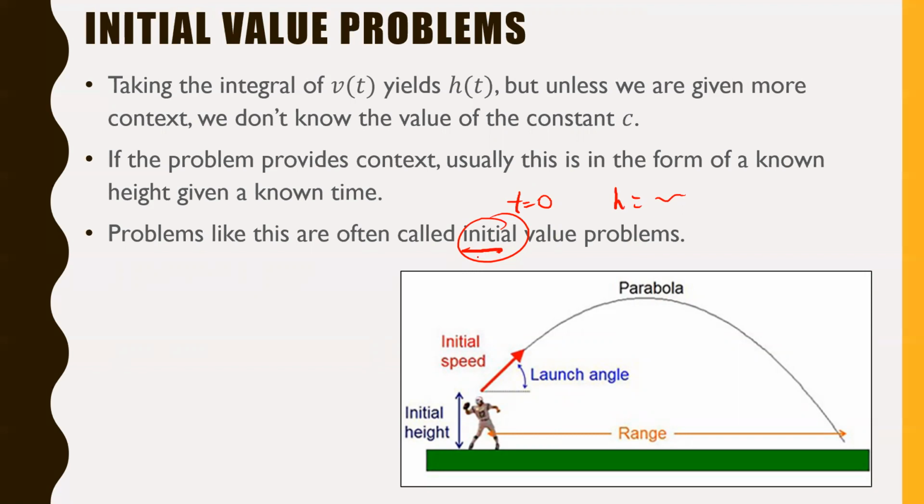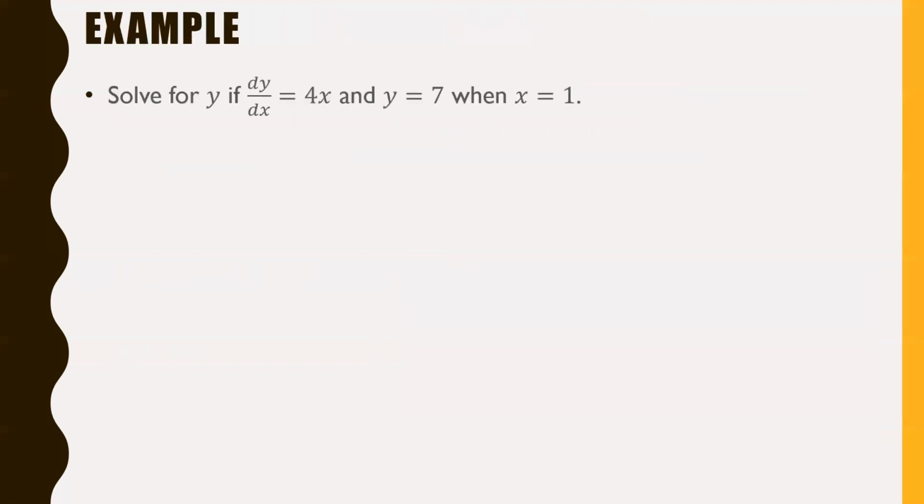Anyway, that's not the main point of today. So we'll do a quick example here. This one doesn't really have much context to it. It's just kind of a plain math kind of problem. Solve for y if we know dy over dx, in other words, the derivative of y with respect to x, is 4x, and that we know y is 7 when x is equal to 1. So this is one of those cases where calling it an initial value isn't probably the best idea, because again, it's not when x is 0, it's when x is 1. But still one way or another. Anyway, I'll walk you through this one.